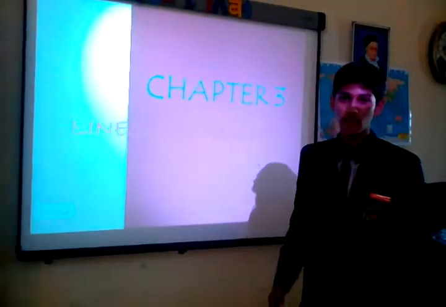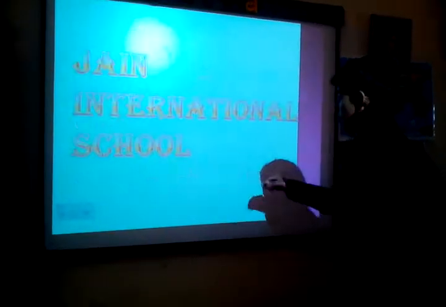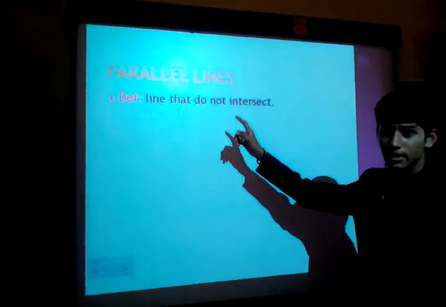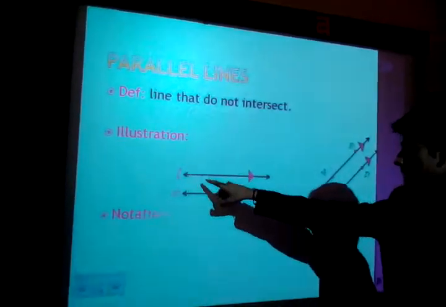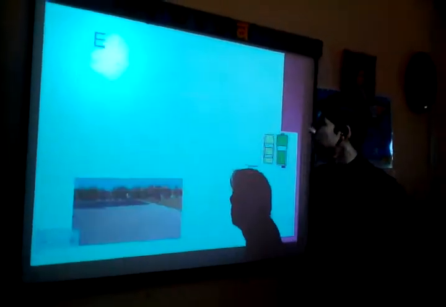Myself Manish Pardesi. I am from class 9 and my topic is lines and angles. So let's start with parallel lines. The lines which do not intersect each other. You can see here the lines L and line M are not intersecting each other. That means they are parallel lines.